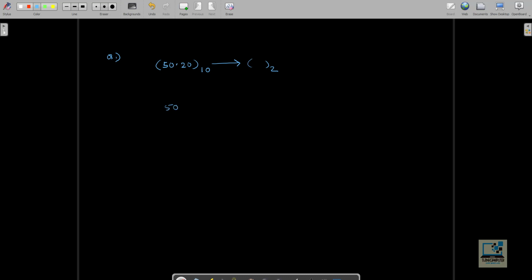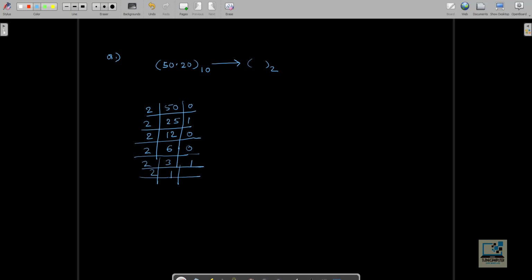In the integral part we have 50. So divide 50 by 2. Just like before, 2 25s are 50, remainder 0. 2 12s are 24, remainder 1. 2 6s are 12, remainder 0. 2 3s are 6, remainder 0. And further going down, 2 1s are 2, remainder 1. 2 0s are 0, remainder 1, bottom to top. So the answer comes up 110010. That is only for the integral part. Okay, this is the integral part.